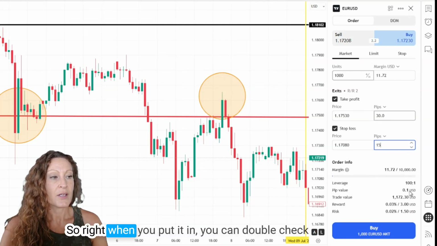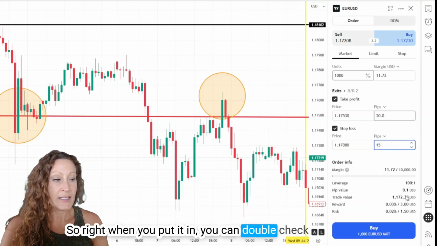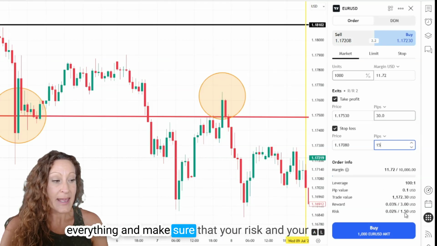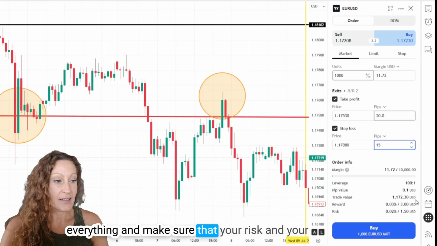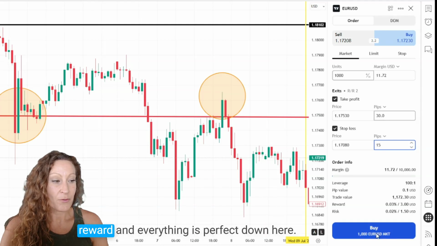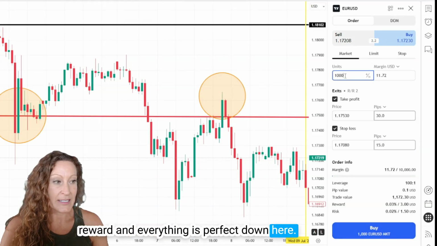Okay, so right when you put it in, you can double check everything and make sure that your risk and your reward and everything is perfect down here, okay?